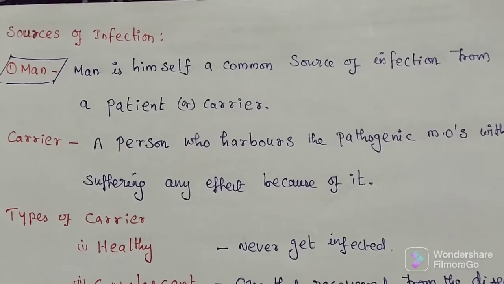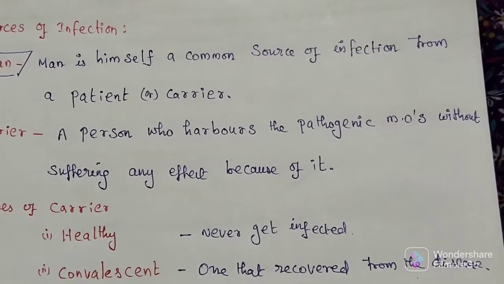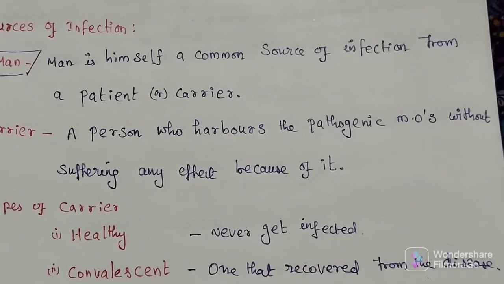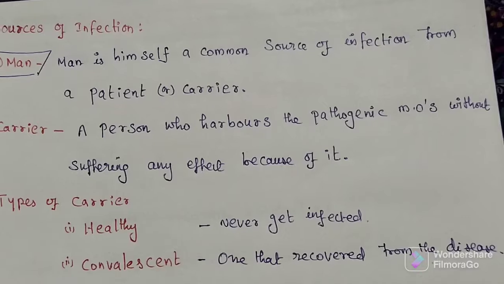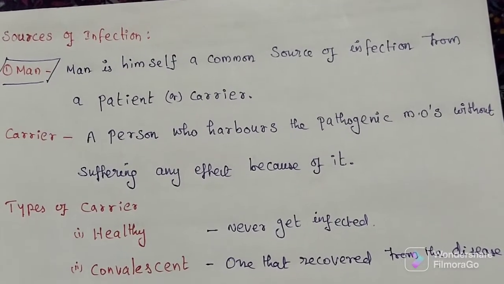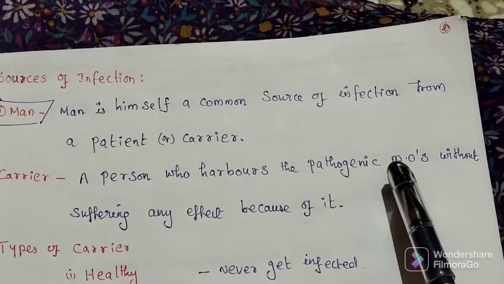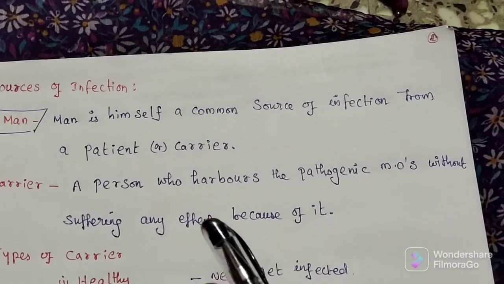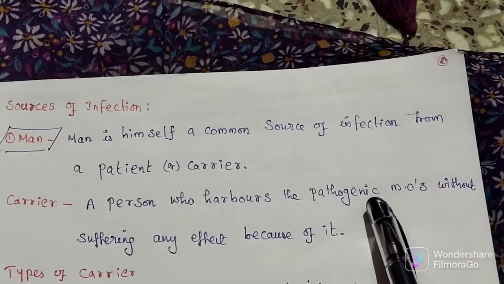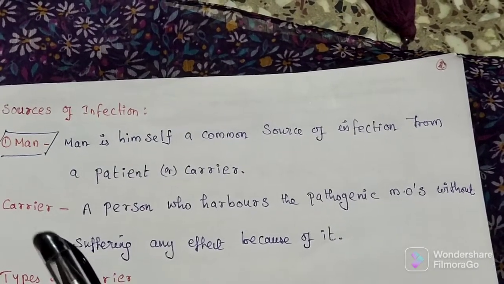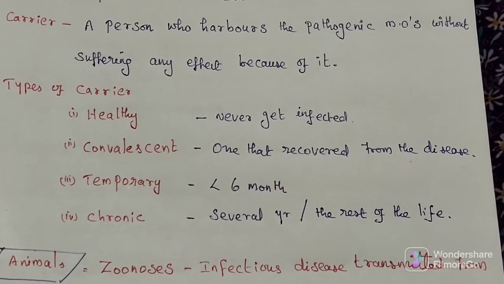Sources of infection. What are the sources? First one is human. Man himself is a common source of infection, from a patient or carrier. What is a carrier? A person who harbors the pathogenic microorganism without suffering any effect because of it. The person has pathogenic microorganisms, but they don't have any side effect, so they are considered carriers. Four different types of carrier are there: healthy carrier, convalescent, temporary, and chronic.